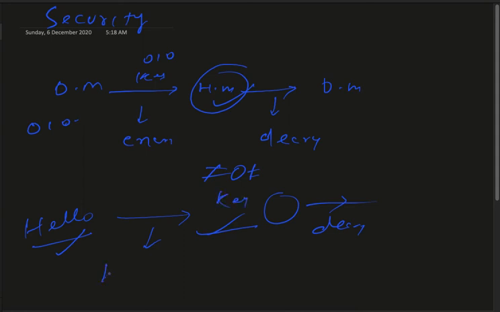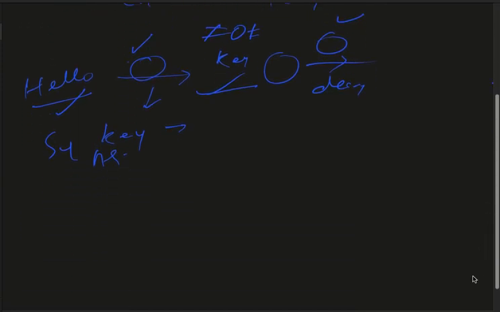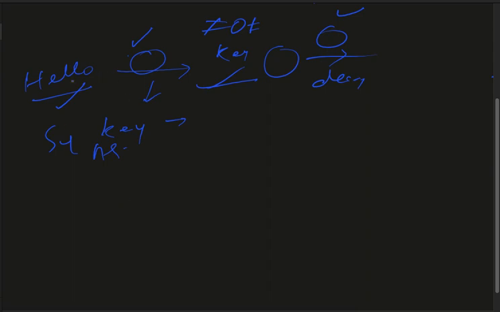The key can be a symmetric key, where both keys are the same, or an asymmetric key, which uses a public key and a private key. With the public key, the original message becomes the hidden message, and with the private key, the hidden message becomes the original message.